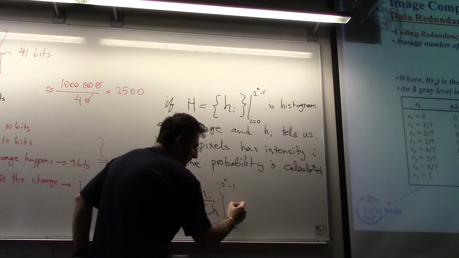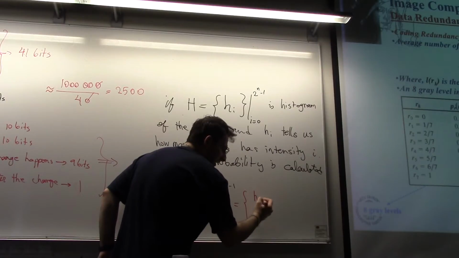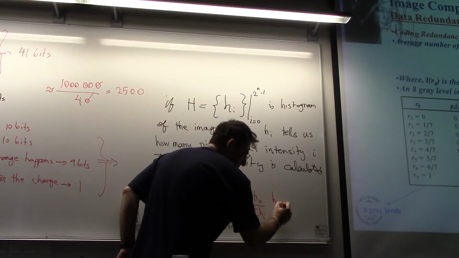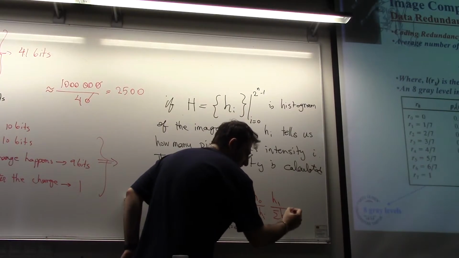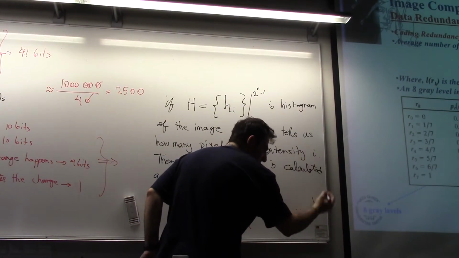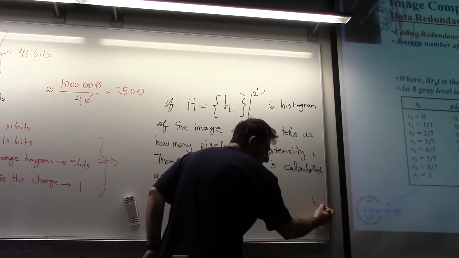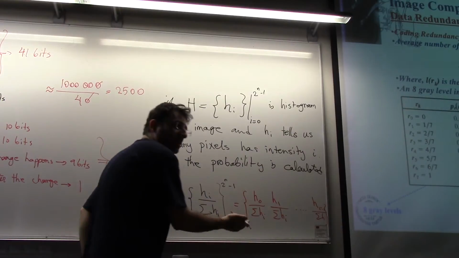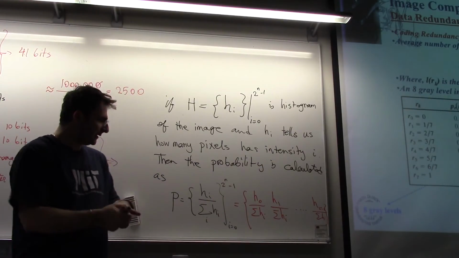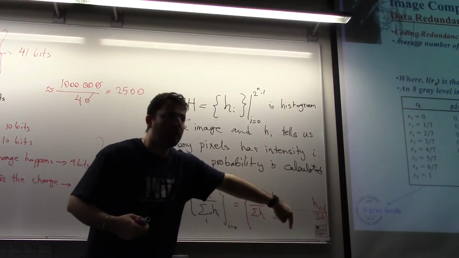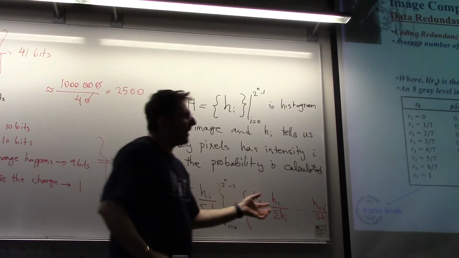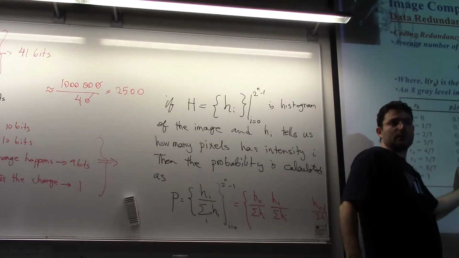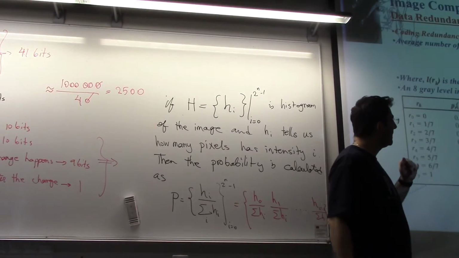In other words, it's equal to h0 divided by the summation of h_i's, h1 divided by the summation of h_i's, till h_(2^n minus 1) divided by the summation of h_i's. And we know the summation of h_i's means the total number of pixels. So this is the definition of the probability, right? The probability of the occurrences. So here we calculate them and we get these numbers.